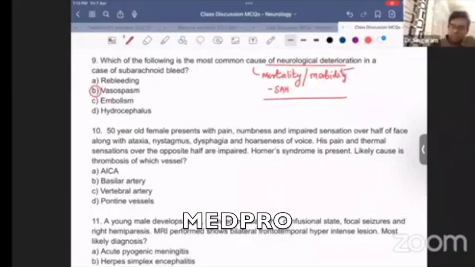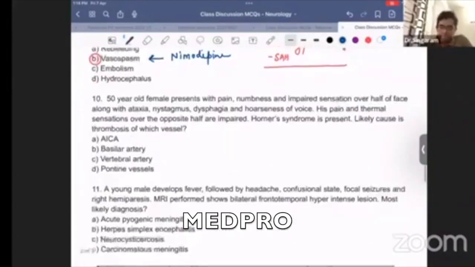In order to decrease the incidence of vasospasm, which drug will you give? We give nimodipine. You remember this? We give nimodipine to all patients to decrease the vasospasm, thereby decreasing the mortality and morbidity in a patient with subarachnoid hemorrhage. I hope all of you can follow this. So for question number 9, option B will be the answer. Okay, right. Very good. Question number 10.